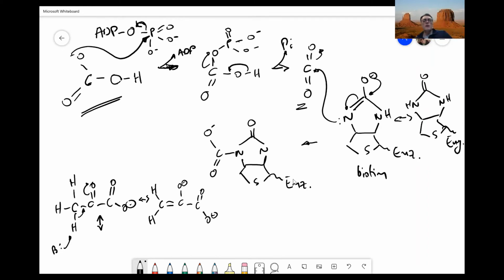Okay. And now, at this point, we'll be ready. As it is kept here in place, the CO2 with biotin. Now we're going to have biotin coming out, and we have CO2 ready to essentially be attacked.